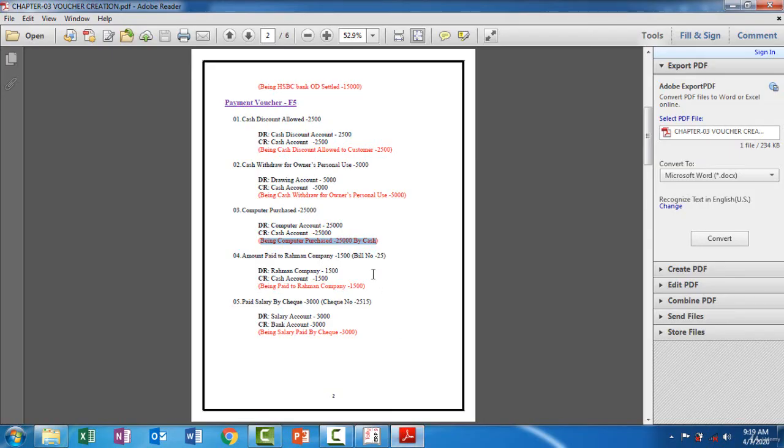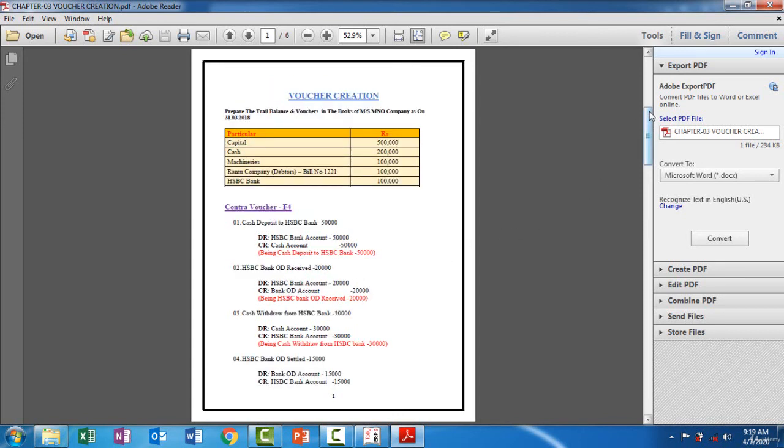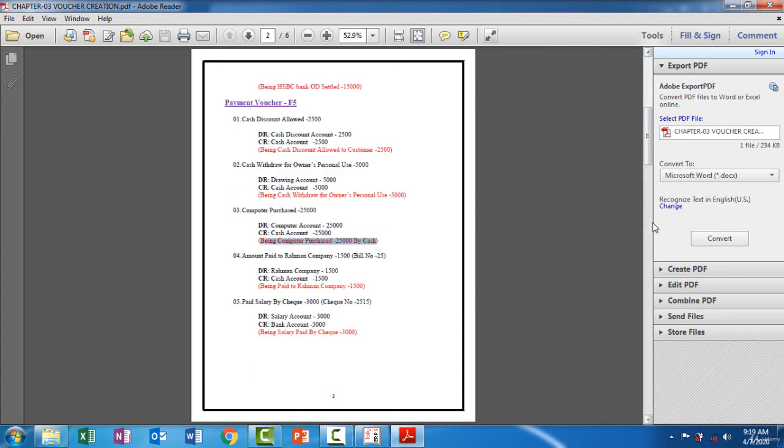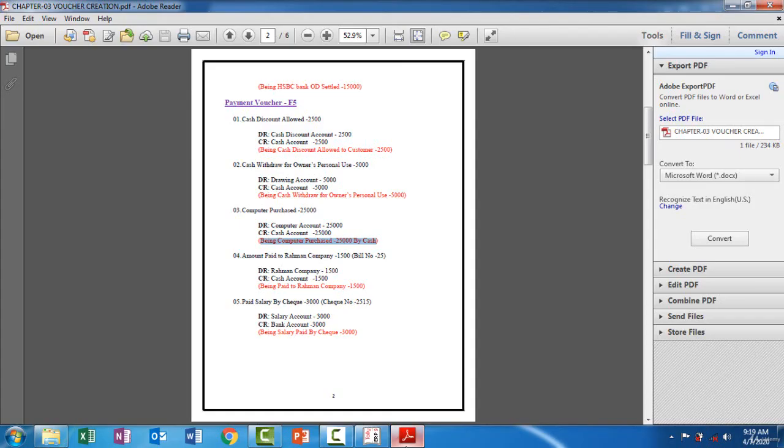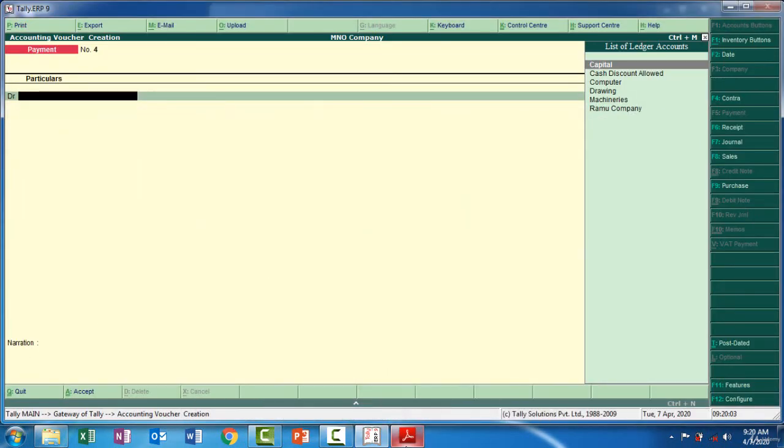So the next one, amount paid to Rahman company 1,500, bill number 25. We have to create Rahman company now. So Rahman company account debit and the cash account credit 1,500. So what should I do? Rahman company we paid, it means that he is a supplier, so Sundry creditors. So we have to create one account.